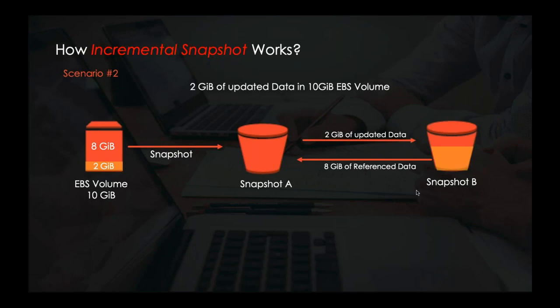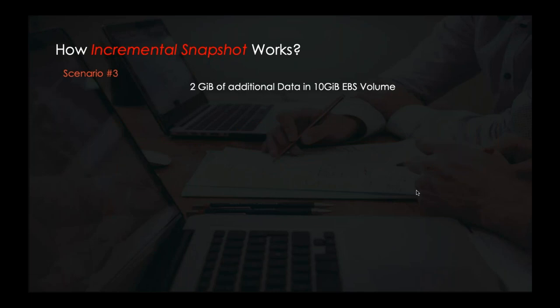Instead of paying for 20 GB, 10 GB plus 10 GB for the two different snapshots, here you are paying only for 12 GB of storage. 10 plus 2. Let's take one more scenario. You have modified the 10 GB volume to a 12 GB volume. That is your additional 2 GB of data. So inside your 8 GB plus 2 GB of modified data, you now have an additional 2 GB of data. 10 plus 2, 12 GB of data. You have modified the existing EBS volume from 10 to 12 GB.